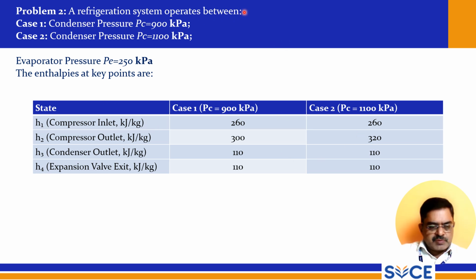In this problem no refrigerant is given. What type of refrigerant it is, is unknown. If it is unknown, they will give these details. Once you get these details, you can solve this very easily. H1, compressor inlet, in kilojoules per kg, for PC 900 kPa is 260, and for 1100 also it is 260 kilojoules per kg. H2, enthalpy at the compressor outlet, is 300 and 320 kilojoules per kg. H3 is the condenser outlet, it is 110 and 110, the same, and H4 also remains the same, 110 kilojoules per kg.